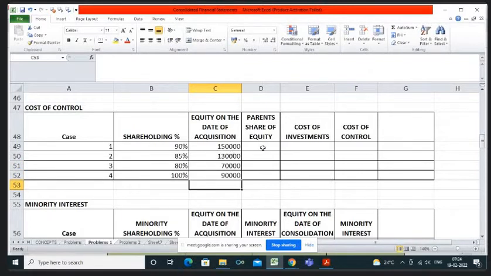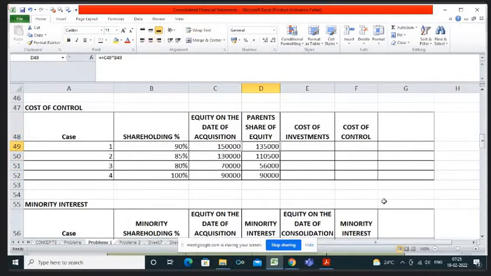Now I have to compute the parent's share of equity. How I do it? I multiply the total equity into shareholding percentage of the parent. So the total is 1,50,000, but parent holds only 90%. Similarly, if we copy this formula, 1,30,000 into 85%, 1,10,500. Then 70,000 into 80%, 56,000. 90,000 into 100%, 90,000. So this is the parent's share of equity.